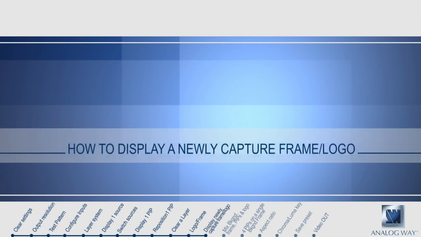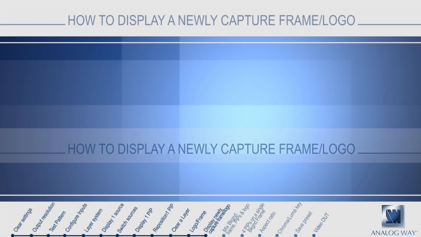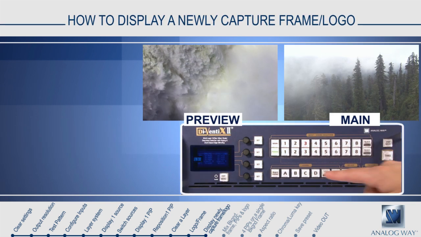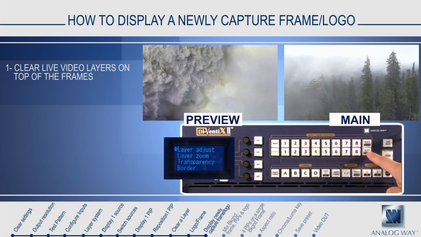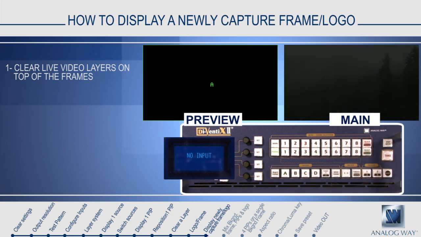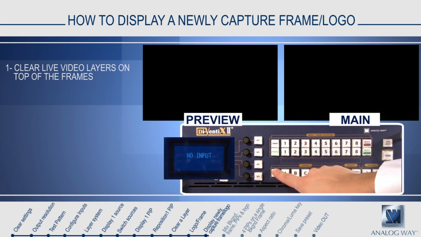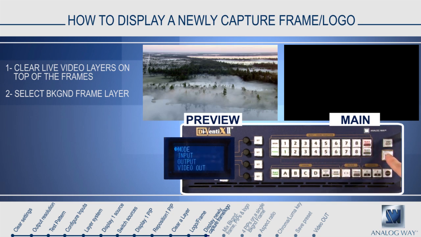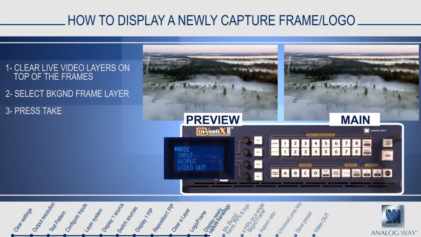How to display a captured frame and logo. To display a captured frame, start by clearing the live video layers on top of the frame. Then select the background frame layer and select from your captured frames. Press Take to view the result on the program screen.